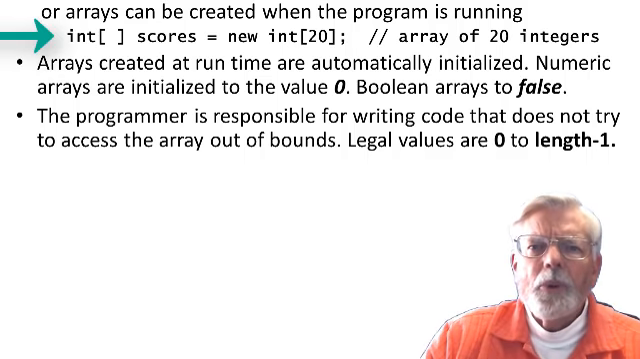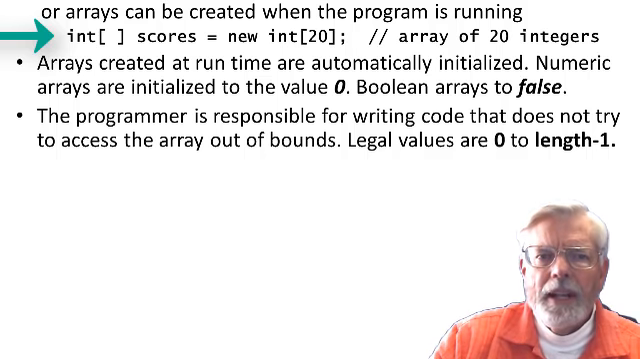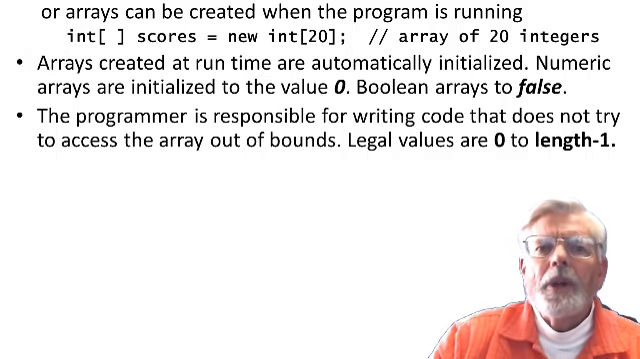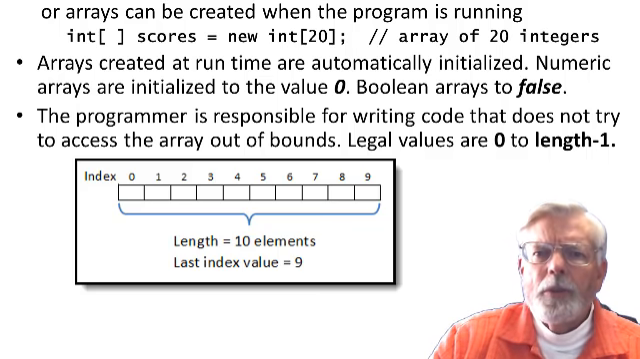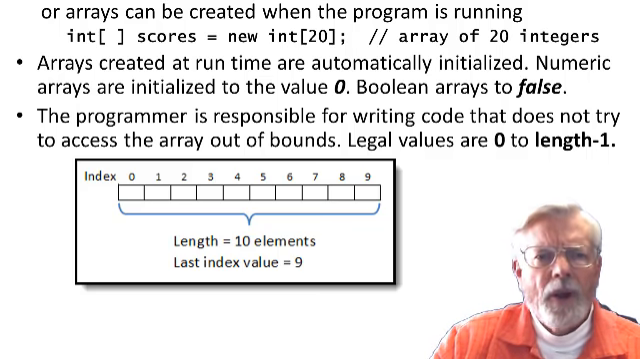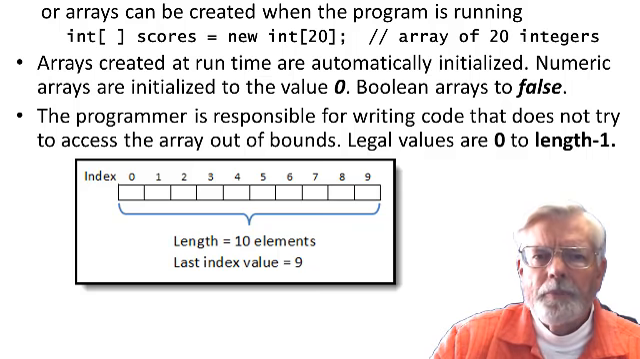Or arrays can be created when the program is running. int[] scores = new int[20]; creates an array of 20 integers. Arrays created at runtime are automatically initialized. Numeric arrays are initialized to the value 0, boolean arrays to false. The programmer is responsible for writing code that does not try to access an array out of bounds. Legal values are 0 up to length - 1.